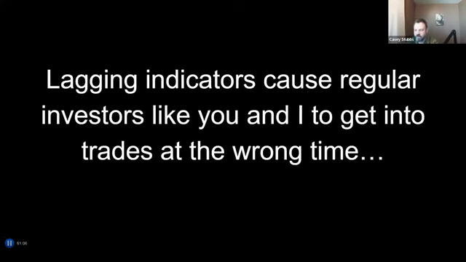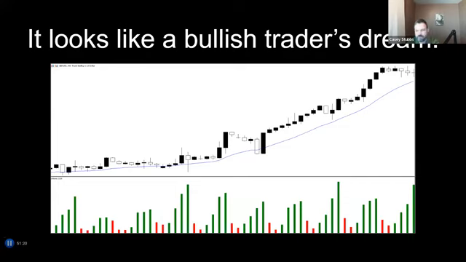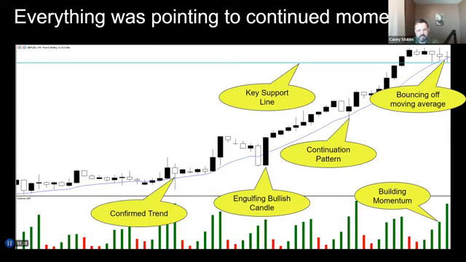Lagging indicators cause regular investors like you and me to get into the wrong trades at the wrong time. Let me show you what I mean. Here's the pound USD just 2 weeks ago. It looks like a bullish trader's dream. Everything pointed to continuing the momentum up.